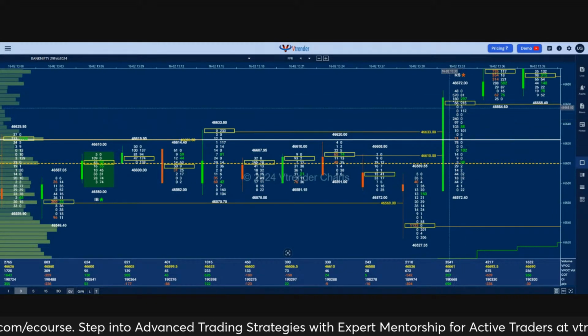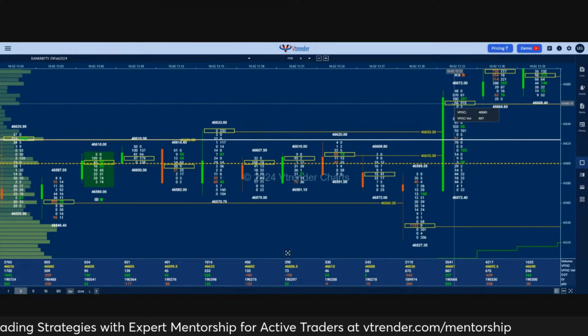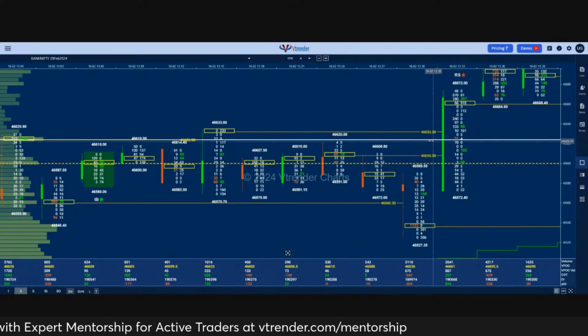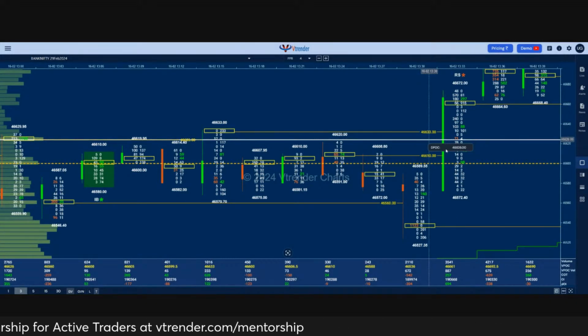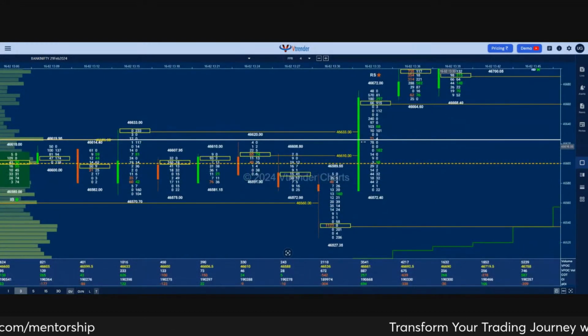Although the POC of this 3-minute bar has shifted to the top, we can still have this very POC as the reference to remain long, and this 46626 as the stop loss for our shorts, for our trades, for longs.